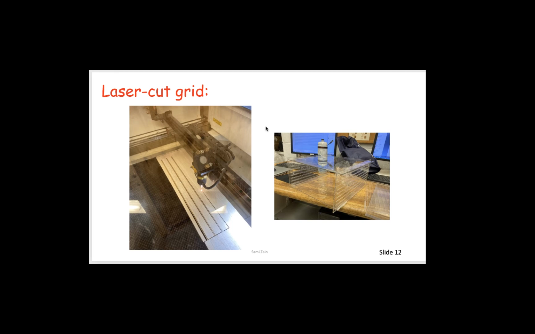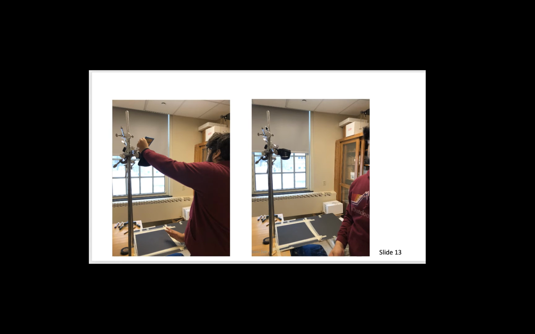Luckily, my brother was able to help me laser cut the grid pattern. On the left image, you can see the laser cutter at work. In the picture on the right is the final assembly of the grid pattern. It is worth noting that the dimensions of this grid are custom built for our microwave. Please turn to slide 13.